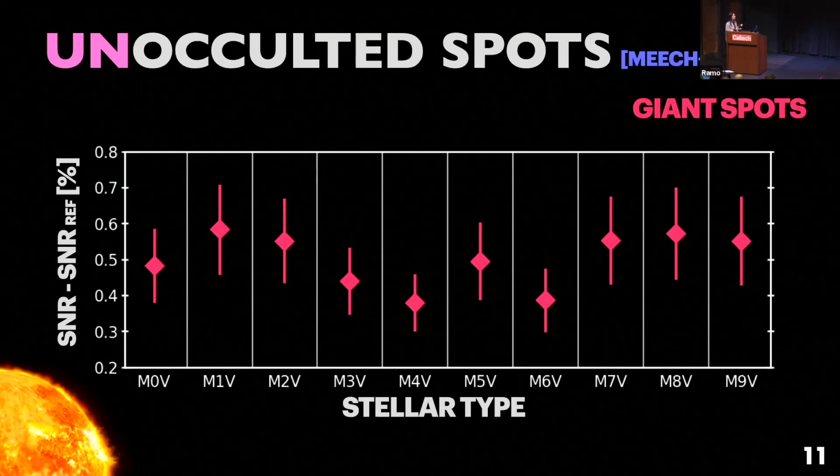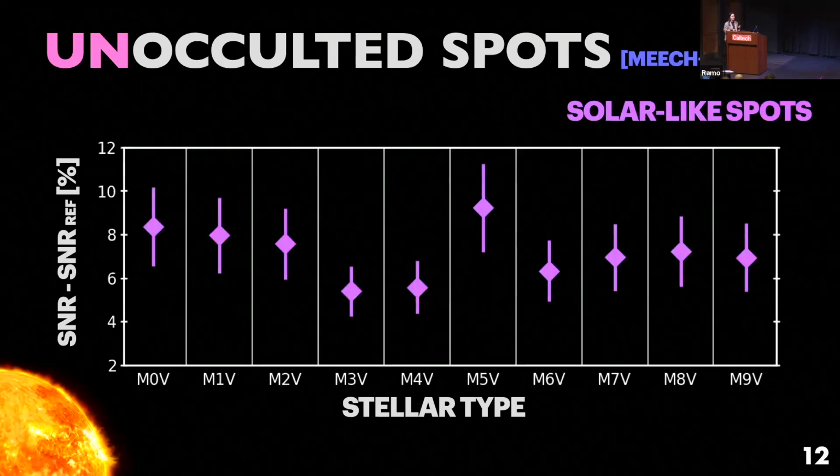But that wasn't the case when we increased the filling fraction. So when we go to the solar-like spot cases, we were seeing up to a 10% difference in the recovered signal-to-noise. And again, this matched the predictions from low-res, where the contamination was higher for the M5 case compared to the other earlier and later equivalents.